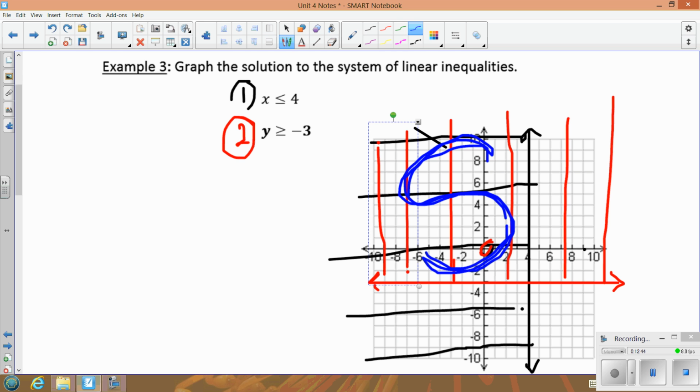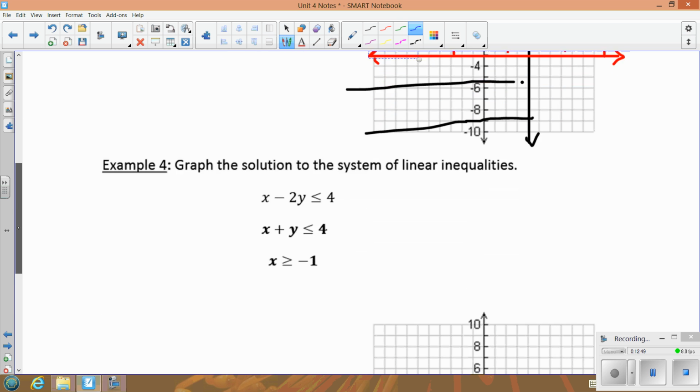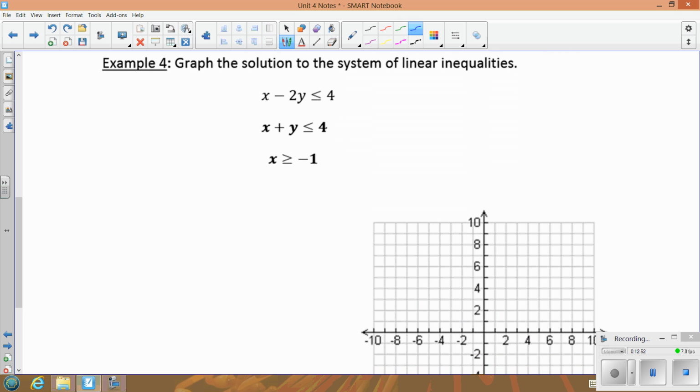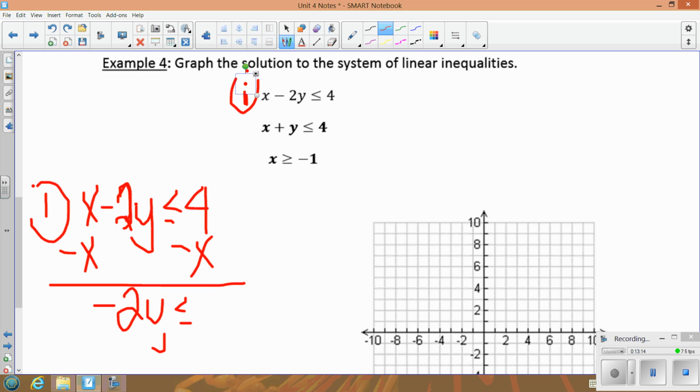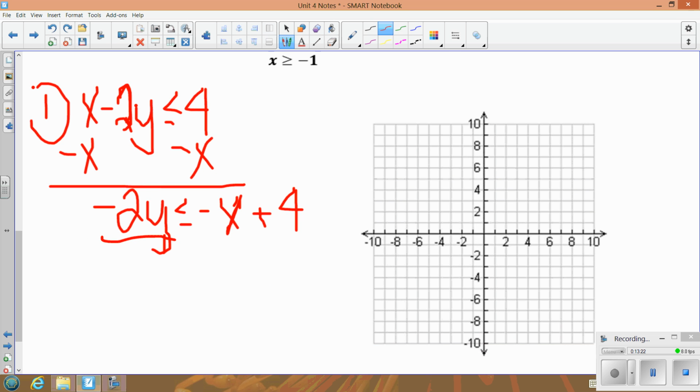And then let's look at one last one just to practice. So this one down here, the first thing you want to do, remember, is get each inequality in y equals form. So I have x minus 2y less than or equal to 4. So bring the x over. So I have negative 2y less than or equal to negative x plus 4. And divide everything by negative 2.